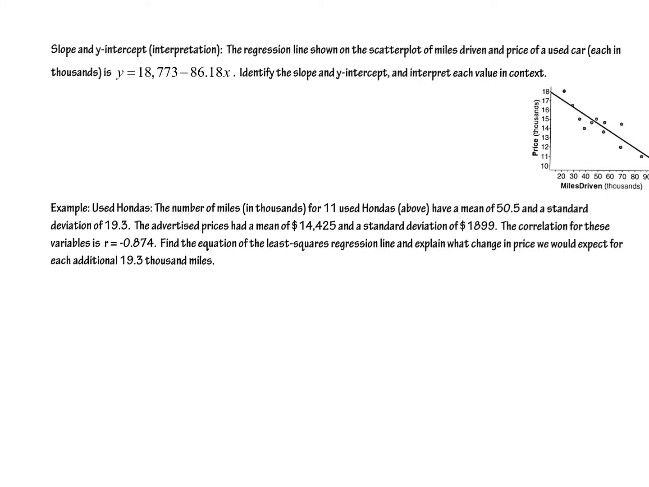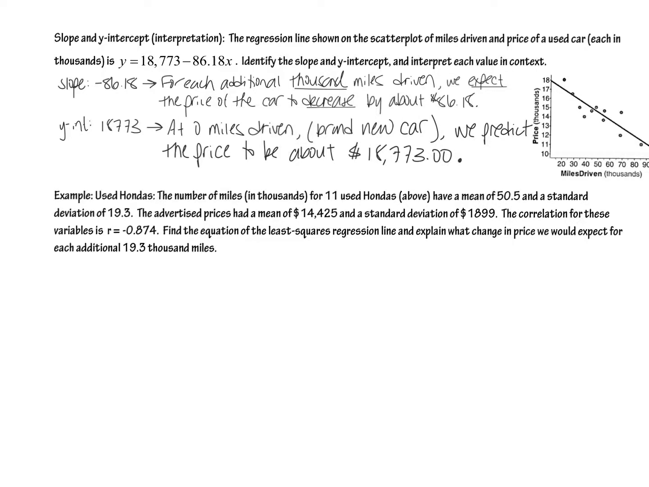As you can see here, our slope is negative 86.18. Our y-intercept when I plug in 0 for x is just 18,773. And so those are the two key numbers that you're looking for in any y equals mx plus b equation. And then what I'm going to do is write them out and do the interpretation as well. So what I've got here is our slope. Remember that the slope is always the number that's with the x variable. So this number here, the negative 86.18, is our slope.